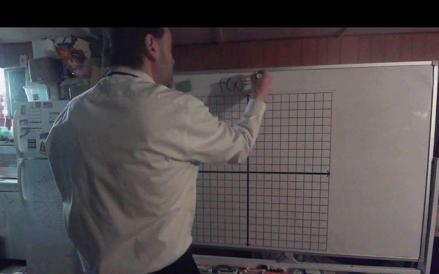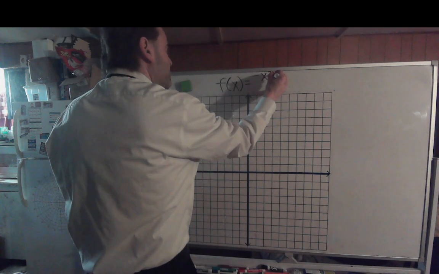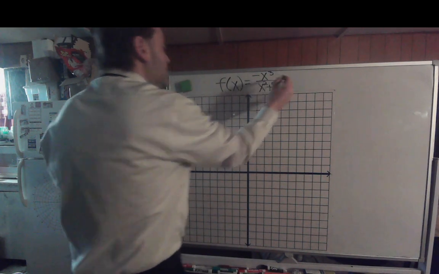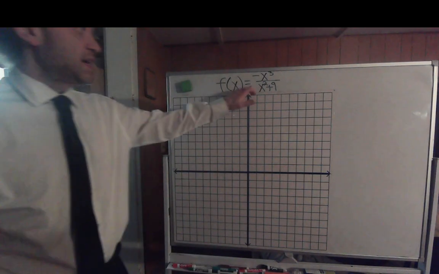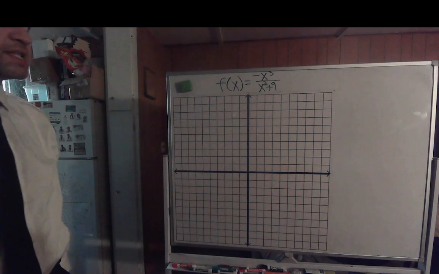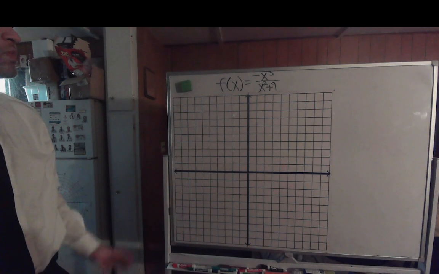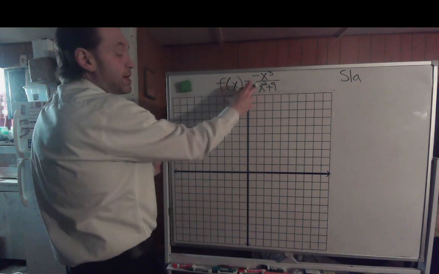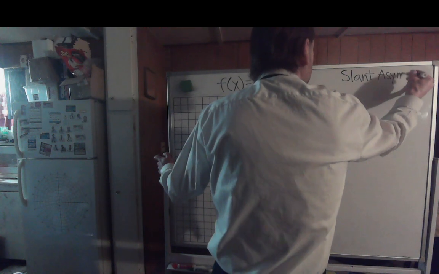What if I had negative x to the third divided by x squared plus 9? So I got f of x equals negative x to the third divided by x squared plus 9. Well, we need to find the slant asymptote, right? Because the degree of the numerator is greater than the degree of the denominator by exactly 1 degree. So we have the slant asymptote we're trying to figure out.